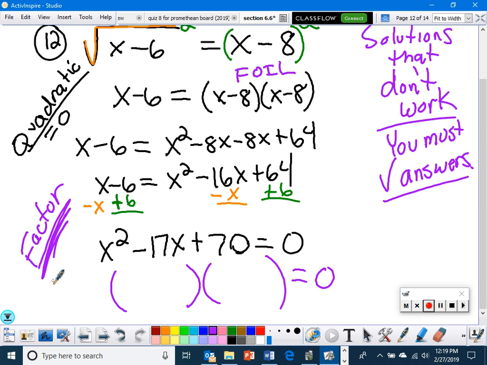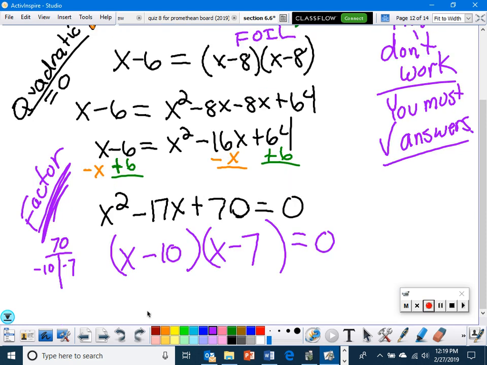All right, so x. Let's see. Factors of 70 that add up to negative 17. That's easy. Negative 10 and negative 7. So the solutions, we get 2 of them. One solution is 10, and the other solution is 7.